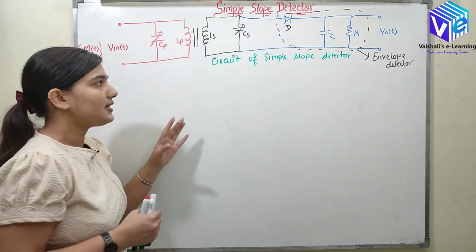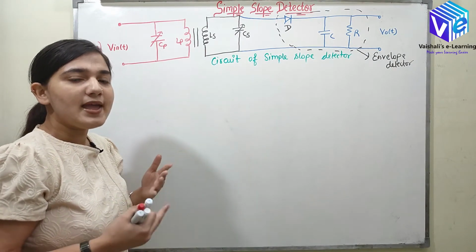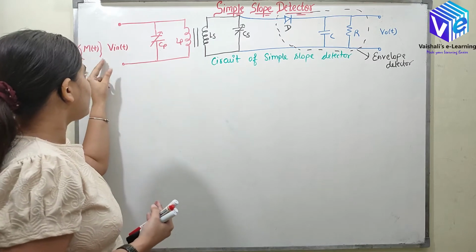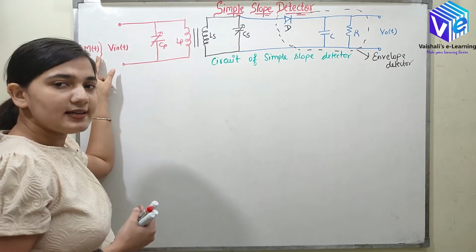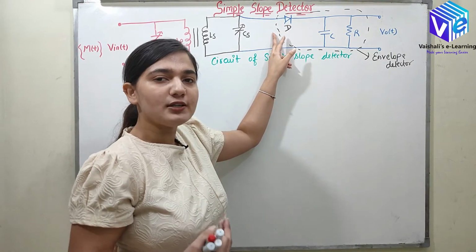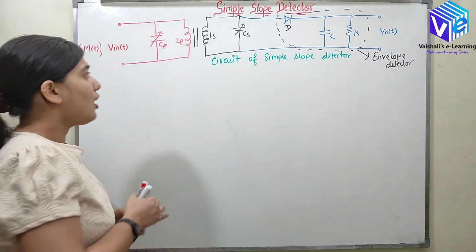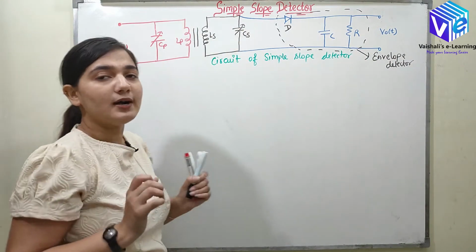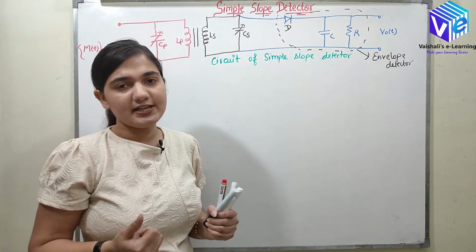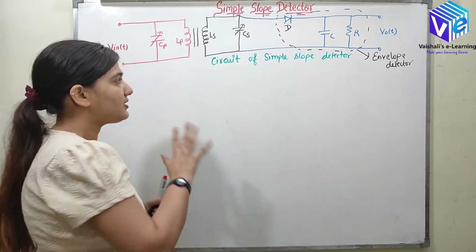Now let's see how this circuit is tuned and how it is making me convert this signal. The modulated signal is an FM modulated signal. Here it should be an amplitude modulated signal, which should be detected by the envelope detector. How this circuit is converting the frequency modulated signal to the amplitude modulated signal, this thing we'll see here.